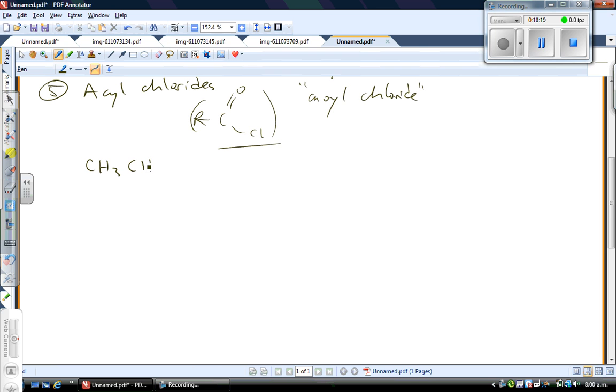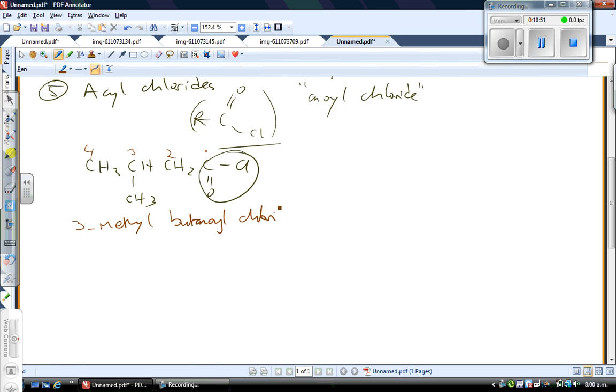So if you take a look at CH3, CH, CH2, C double bond O, and then there's your functional group right there. If we stick a methyl group on there, then the name for this compound, the longest carbon chain, remember, like I said before, don't forget to number the actual carbonyl carbon as number 1, because that's most important. So then this compound's name is going to be 3-methyl, and it's 4 carbons, so it's butanoyl chloride. So 3-methylbutanoyl chloride. So that's one example.